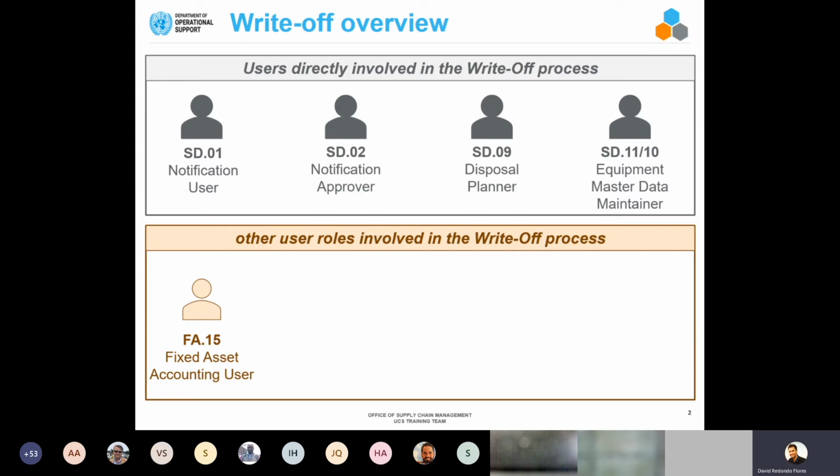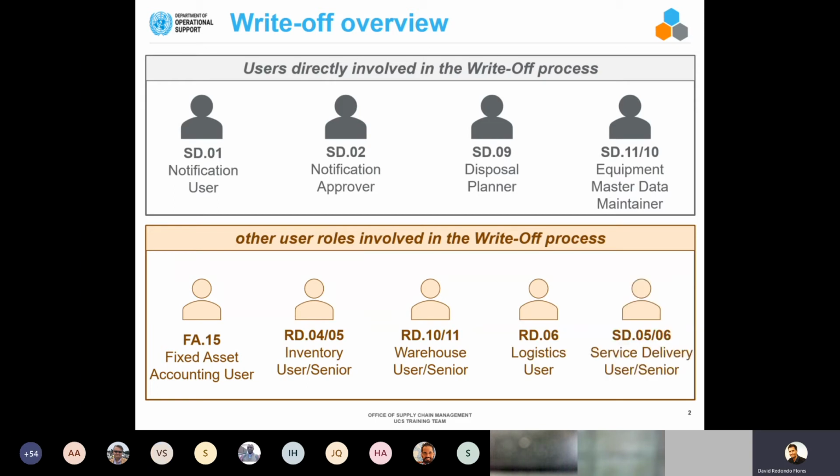that will be involved in the process if the equipment we are retiring or we are writing off is a fixed asset. So this user FA15 may take an action if we are writing off one asset. The inventory user and senior user might be involved if you have inventory, but for this audience particularly, I believe it's not so common to have the warehouse and inventory module active in SAP, but just for your information. The same applies to the warehouse user, logistics user, and service delivery user.